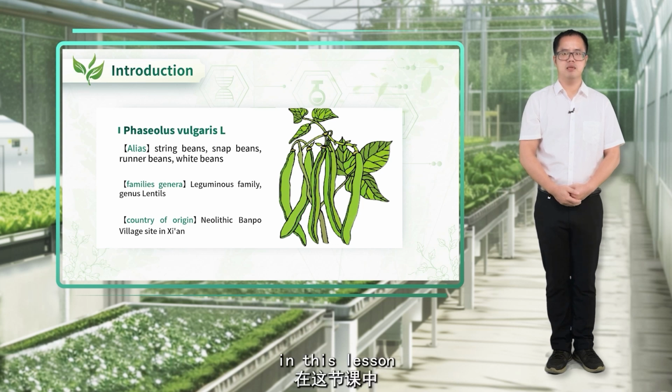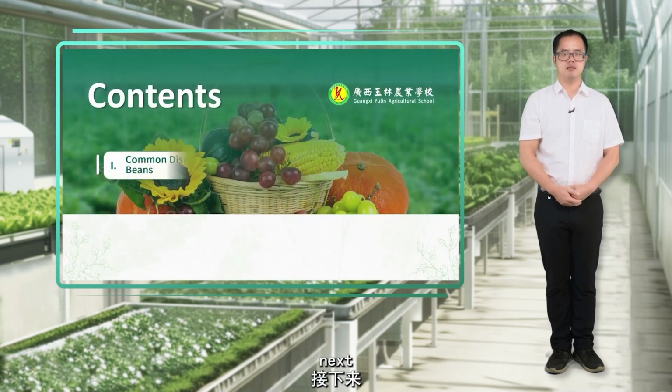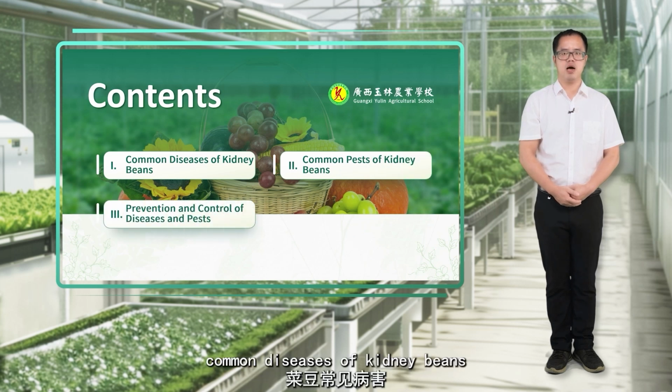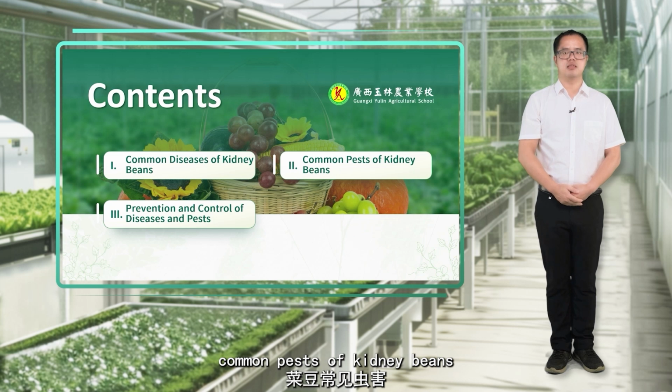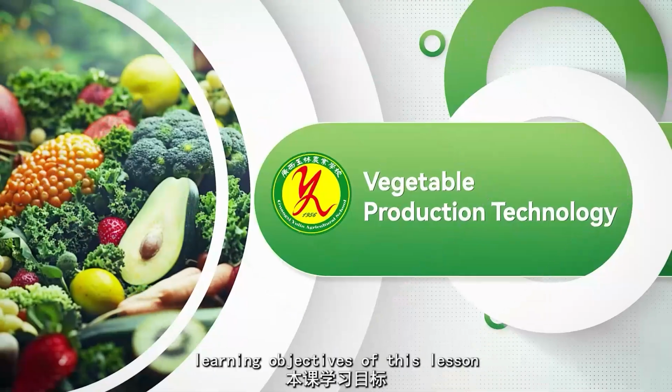In this lesson, let's learn about the prevention and control of diseases and pests in kidney beans. Next, we will study from three aspects: common diseases of kidney beans, common pests of kidney beans, and prevention and control of diseases and pests. Learning objectives of this lesson.